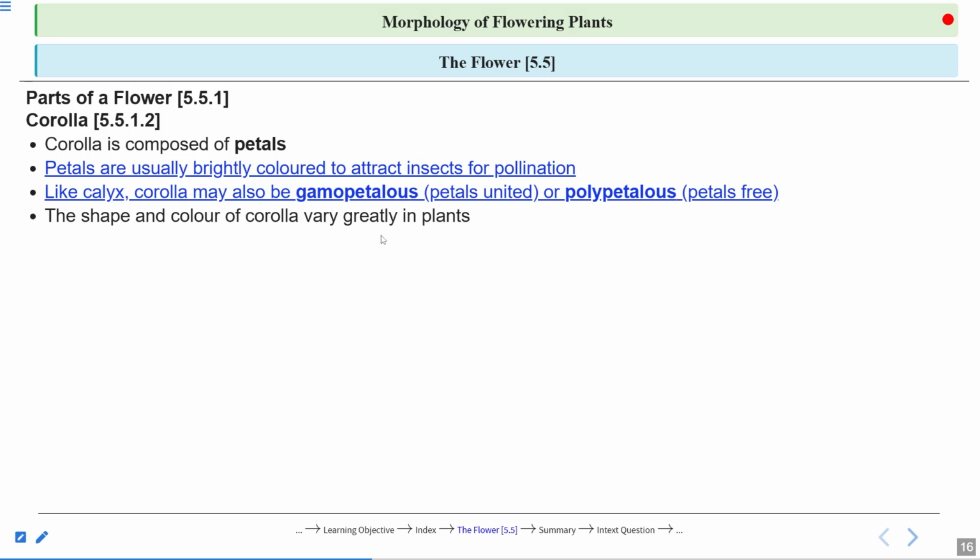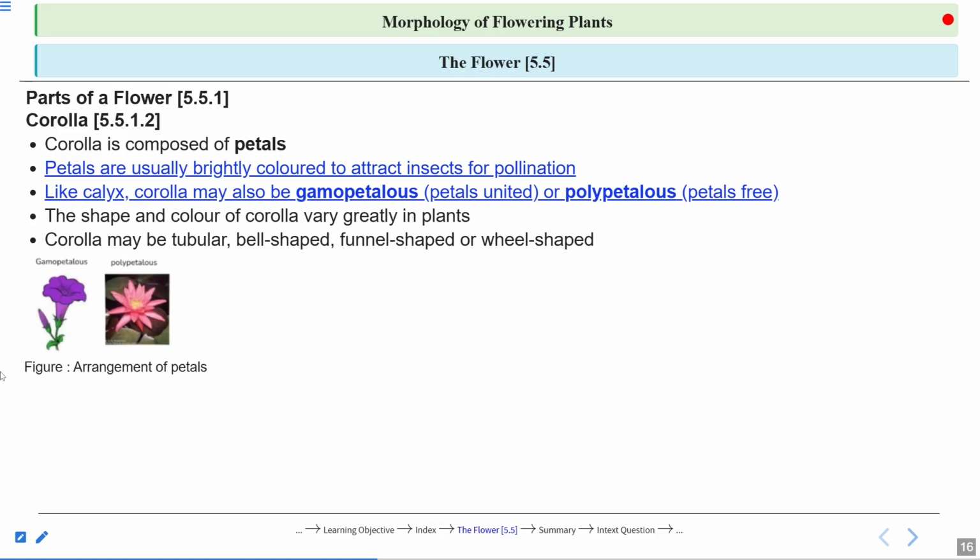The shape and the color of the corolla vary greatly in plants. The corolla is not only red. It can be red, purple, blue, yellow, or white. So you can see different shades of color in the case of corolla. Corolla may be tubular, bell-shaped, funnel-shaped, or wheel-shaped.